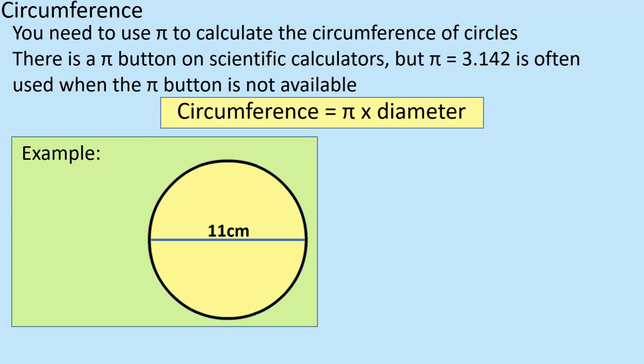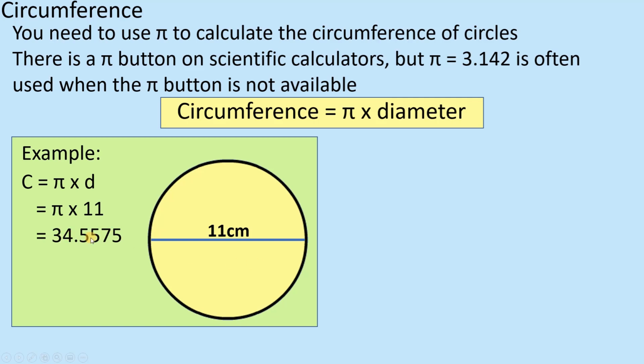So if you're given an example, which I've got on here, it would be pi times 11. All right, so pi times diameter. So there you go, pi times 11. Put that in the calculator and you get 34.56 if we round it to 2 decimal places.